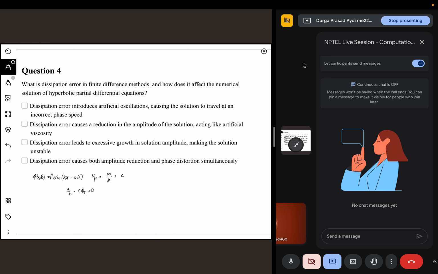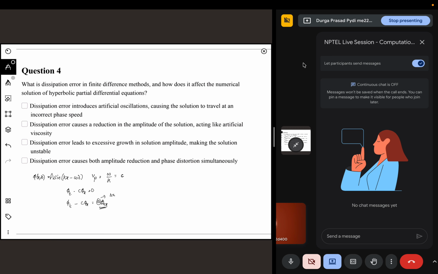The second one: dissipation error causes the reduction in the amplitude of the solution, acting like artificial viscosity. This I have discussed a little time before. Instead of solving this equation, you will end up having a different equation with some artificial viscosity term, and this artificial viscosity is going to be a function of your grid sizing. What that causes is very similar to what happens in fluid flows with a finite viscosity. The amplitude gets reduced.